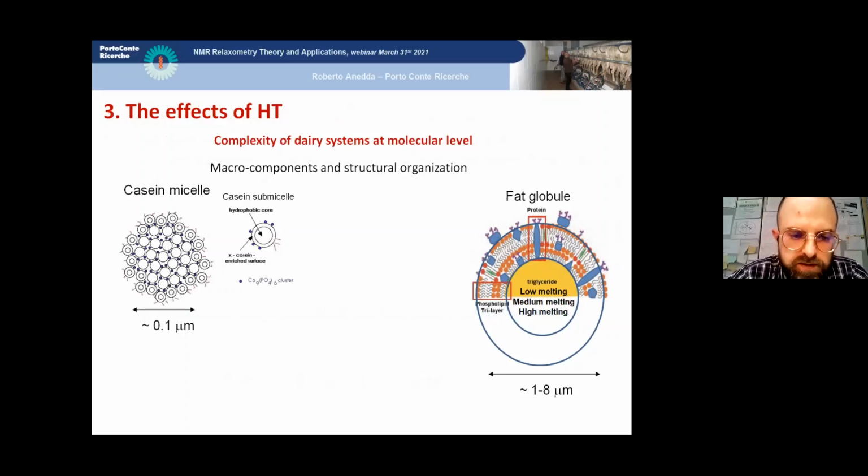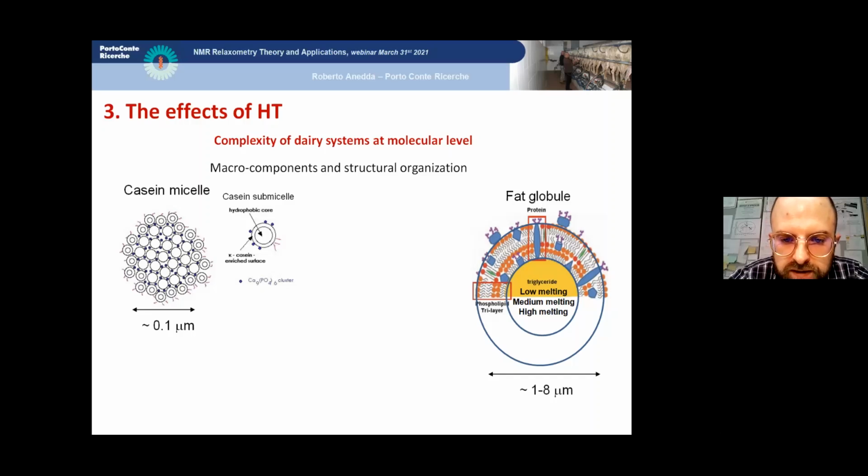Now, let's go further, and the question is, what are the effects of heat treatments at molecular level in dairy products? To answer this question, first of all, we should recall what structures are present in milk, and then we will talk of how they behave when they are heated to some extent, and how thermization affects these structures. Milk is a very complex system. That's why NMR relaxometry has also not been employed very extensively in these systems.